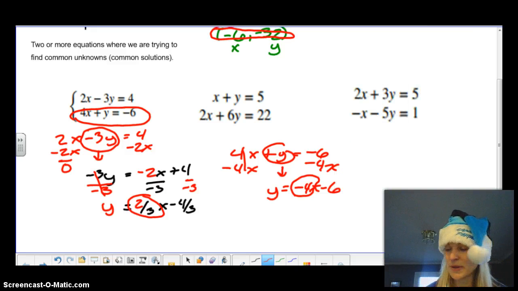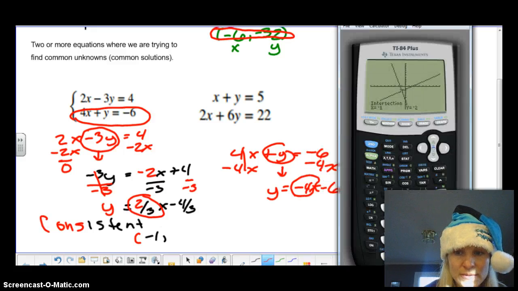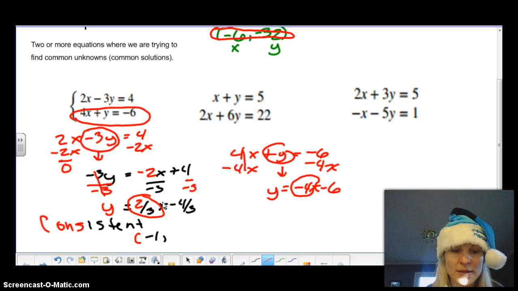Okay, so then my solution here is this is a consistent equation, right? Because there's one solution, and it was -1. Was it -2 or +2? I think it was -2, right? -2. Okay, so those are two examples.